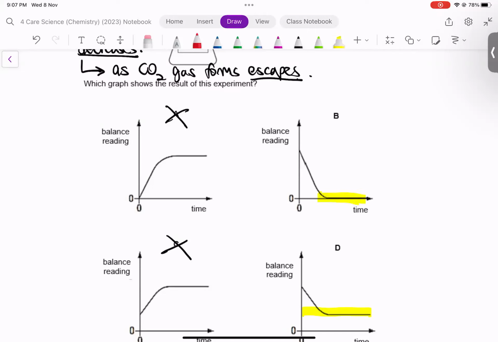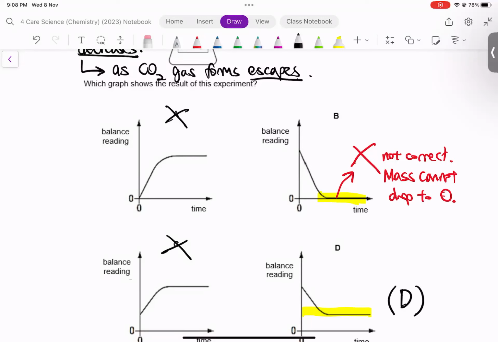And of course, this is again not correct. B is not correct because mass cannot drop to 0. The mass measured cannot drop to 0 grams. So B is definitely wrong. The answer must be D. Okay, so please take note of this. Please be very, very mindful.